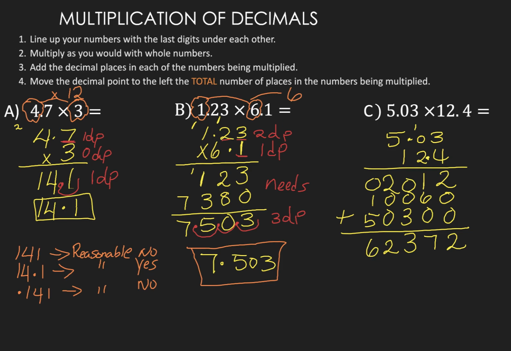Let's look at the number of decimal places. In the first decimal, I have 2 decimal places. In the second one, I have 1 decimal place. So my product needs 3 decimal places. Notice the count starts here and not here: 1, 2, 3.